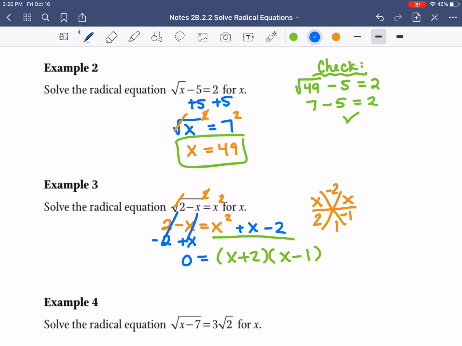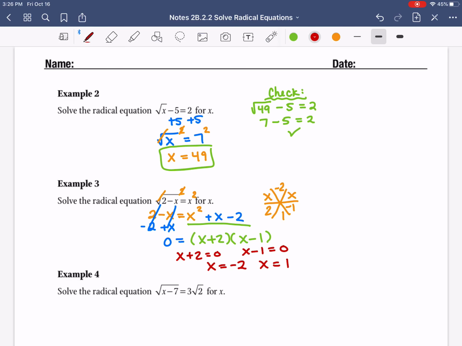So then my two answers, what you get when you set each of those equal to 0 and solve: x plus 2 equals 0, x minus 1 equals 0, you get x equals -2 and x equals 1. Before I put a box around my answer though, I do want to do a little check to make sure that they would work. So in the original problem, if I plug in -2, 2 minus -2 equals -2, because there's two x's. So I'm plugging it in right there for both. When I do that, I get square root of 4 equals -2. Well, that's not true. The square root of 4 is +2, so this answer doesn't work.